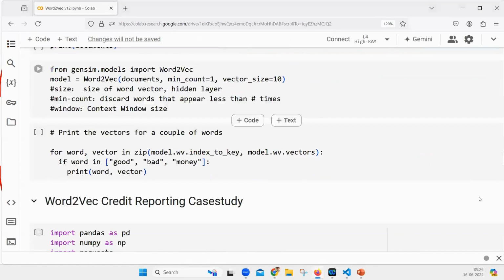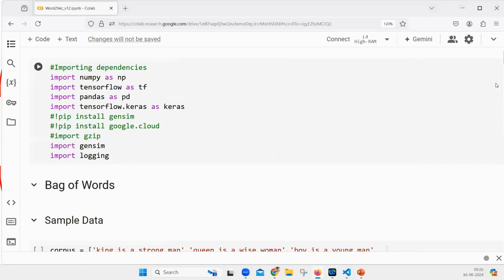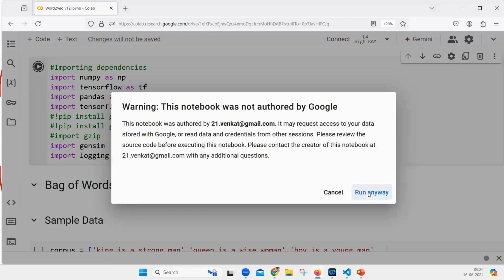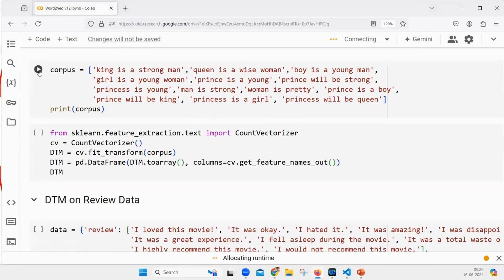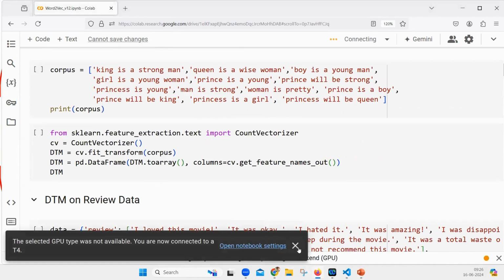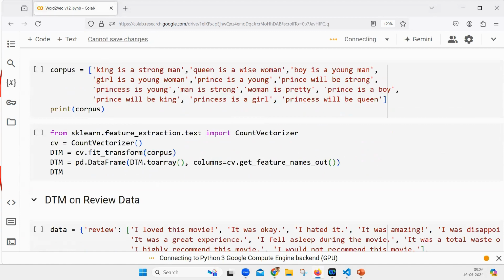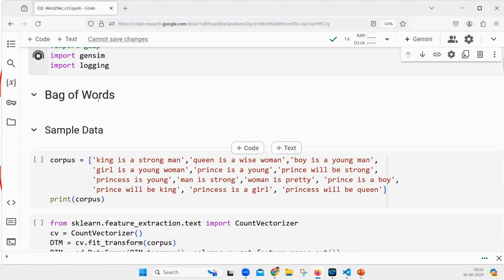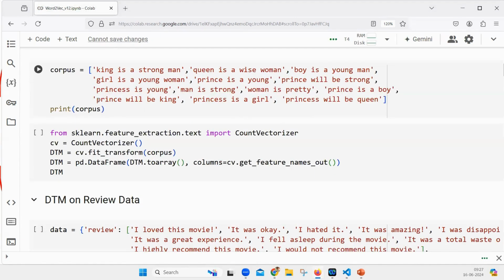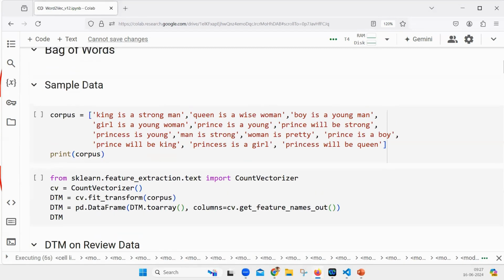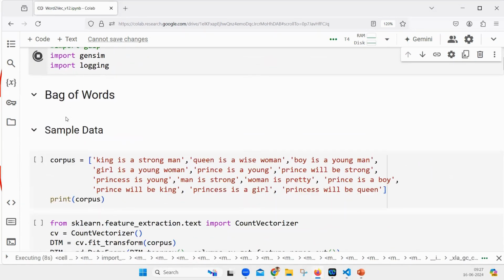So get to the top of this. We'll import the required packages. Here is a very simple sample data. As I told you, the first exercise that we're going to do is not really a big one, just to get an idea, just to visualize how it looks like. We will use this example. Later on, we will do a real case study. Packages are getting imported.